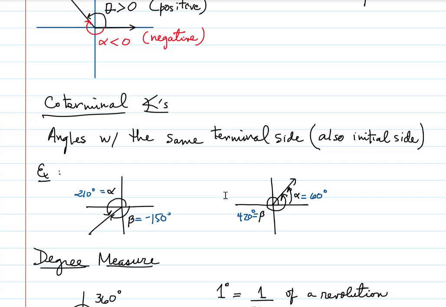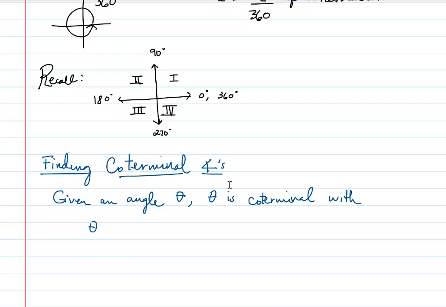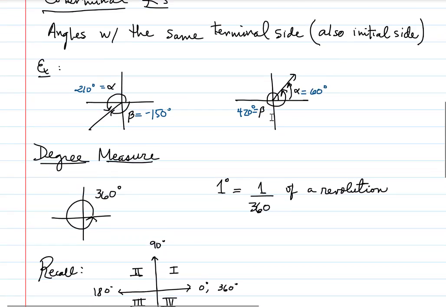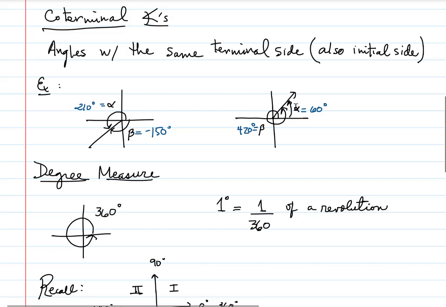So there's a pattern here, and the pattern is the following: theta plus 360 degrees times n, where n is just an integer. This should make sense, guys, because look at what we did over here. To find beta, we added 360 to this 60, and we got 420.